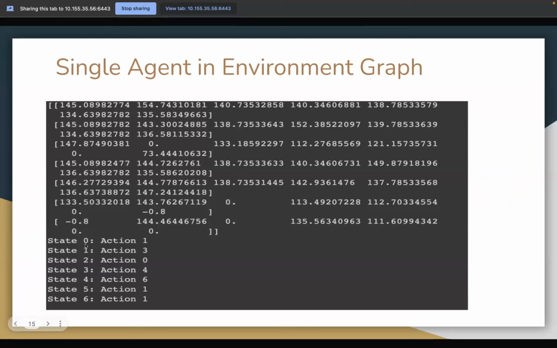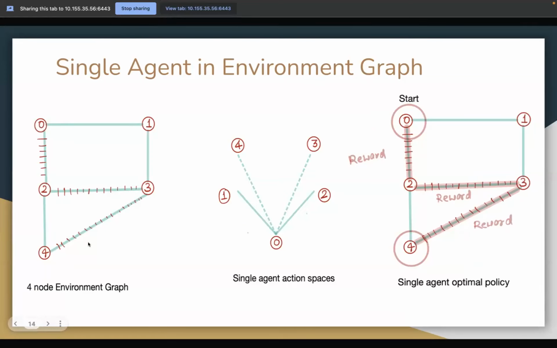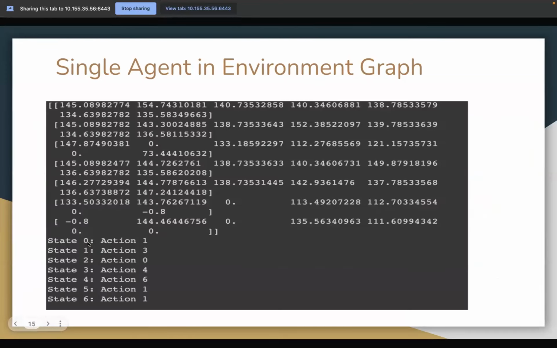As you can see, I made a mistake and didn't have the immediate result for this, so I'm just taking this as a reference. When the agent is in position 0, it takes action 1, which means it will go to state 1, and then it takes action 3, which means it will go to state 3. Then it takes action 4, and after 4 it will get to 6, where 6 is the goal location here.